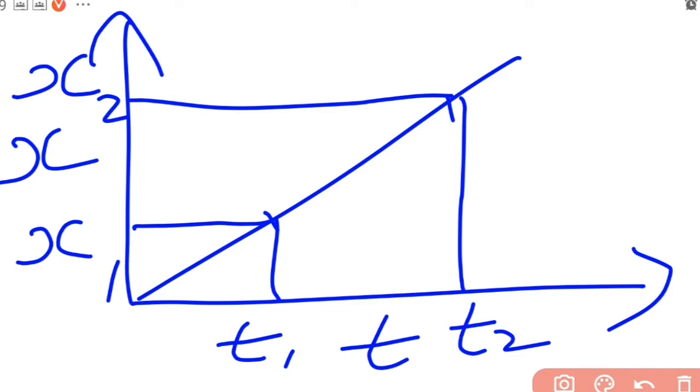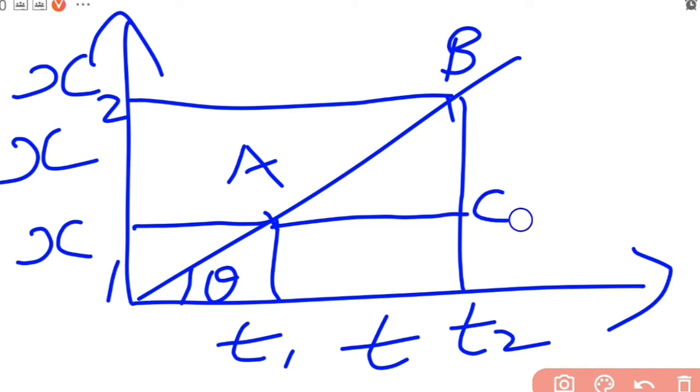Hope you followed. Finding the slope means finding this angle theta. If I construct a triangle here, suppose I call these two points A and B, and this point C. So triangle ABC is a right triangle, isn't it? Then this angle also will be theta, by the property of parallel lines.